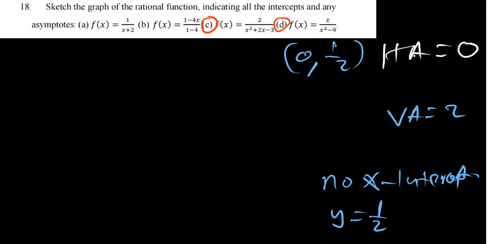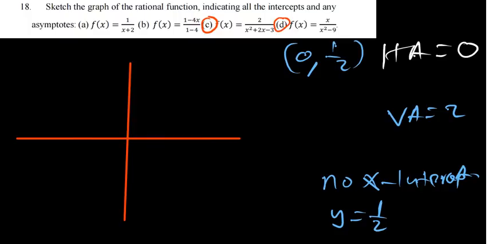You are going to say, I have this, I come here, then I have my vertical asymptote at 2. I'm going to put my 2 here. There we go. My horizontal asymptote is at 0. Okay. What next? I have got my coordinate. My coordinate is at 0, half. Where can I find 0, half?